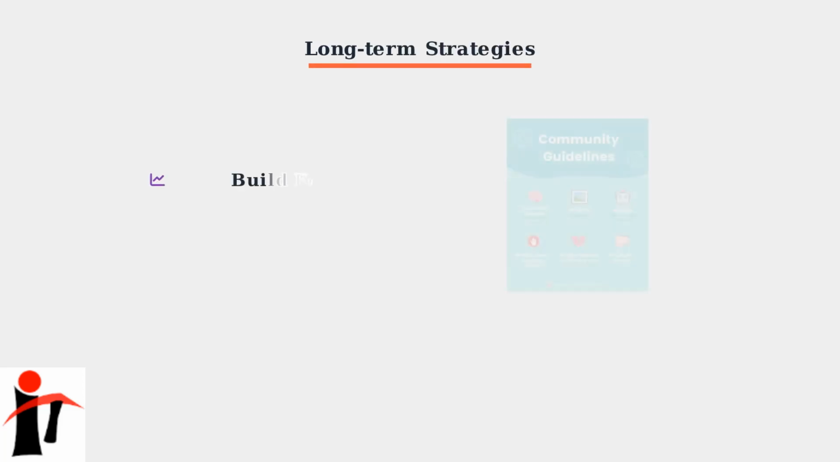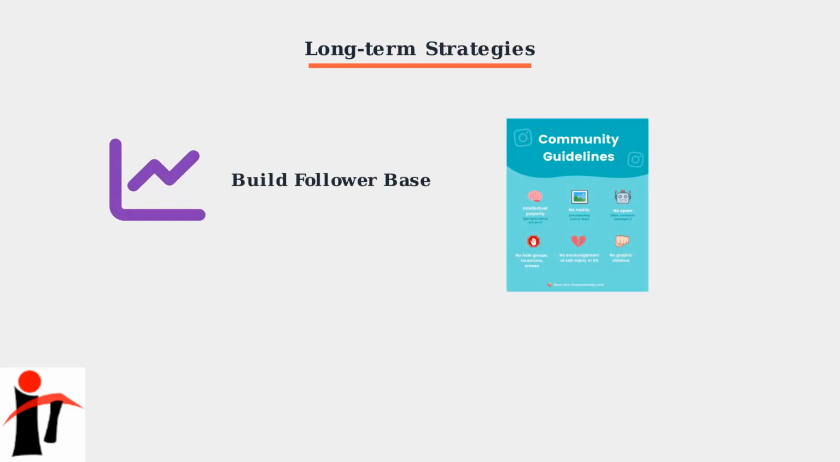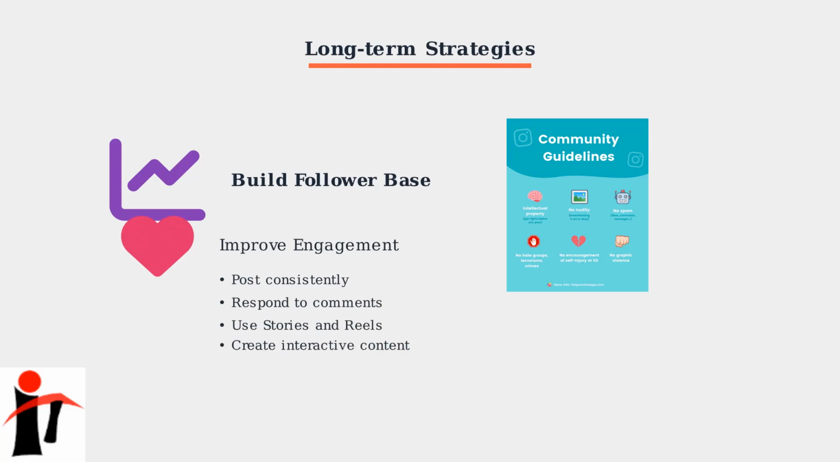If immediate fixes don't work, you'll need to focus on long-term strategies that address Instagram's eligibility requirements for broadcast channels. Long-term success requires building a substantial follower base and maintaining high engagement rates. Instagram prioritizes accounts that demonstrate consistent audience interaction. Focus on improving engagement through consistent posting, responding to comments, and creating content that encourages interaction. Higher engagement rates signal to Instagram that your account is active and valuable.